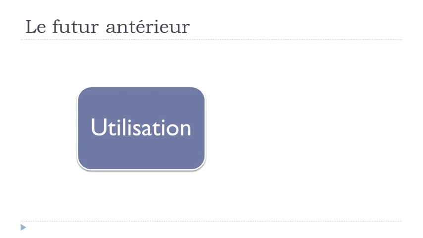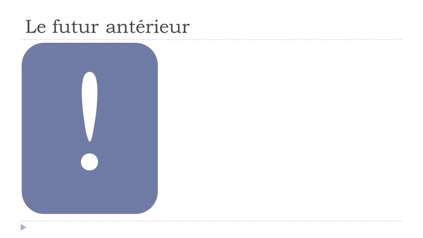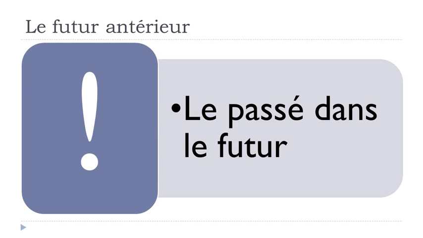So the way we will construct this video is first we'll see l'utilisation, so when do we use this futur antérieur, and then the second part will be la formation, so how do we build this tense, okay? The only concept of this futur antérieur is that it will be used to express what we call le passé dans le futur, so the past in the future.